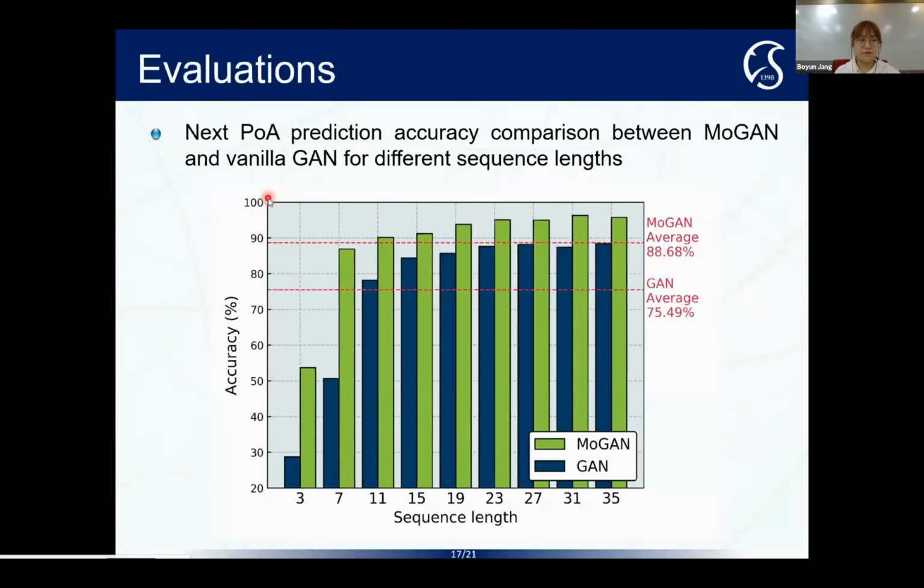First, we checked the prediction accuracy according to different sequence lengths. If the sequence length gets longer, then the accuracy also gets higher. But if the sequence length reaches a certain threshold, the accuracy becomes similar. And the maximum accuracy was 96.33% for a sequence length of 31. Also, MoGAN showed higher accuracy than the original GAN for every sequence length. Here, the original GAN means the GAN which only has the training process of step 1.